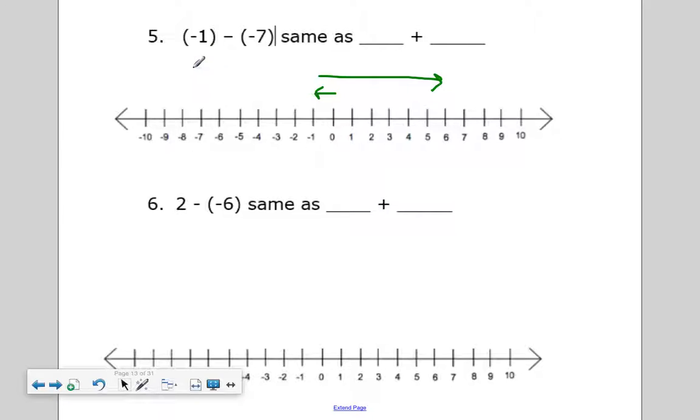What if I want to rewrite this as an additive expression? Keep it, add it. Opposite of negative 7 is 7. Negative 1 plus 7 is equal to 6.